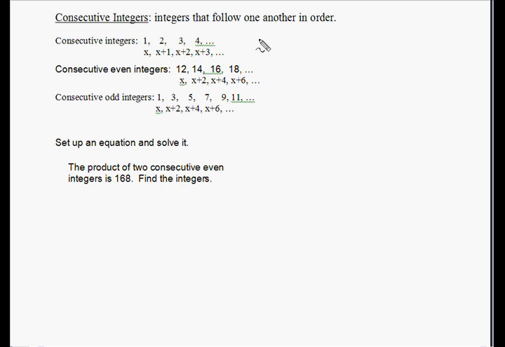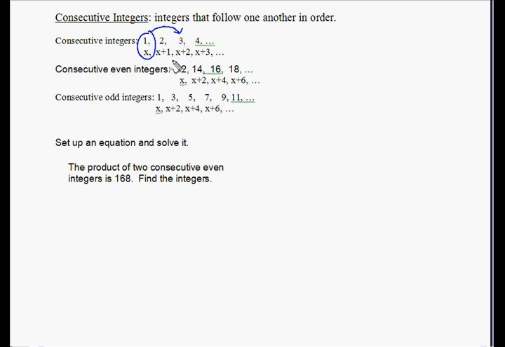Consecutive integers, integers that follow one another. We have ways of representing these consecutive integers. When we don't know what they are, we can just call one of them x. The next consecutive integer would be x + 1, and we got there by adding 1. From x and continuing with consecutive integers, to get to x + 2, we would have to add 2.